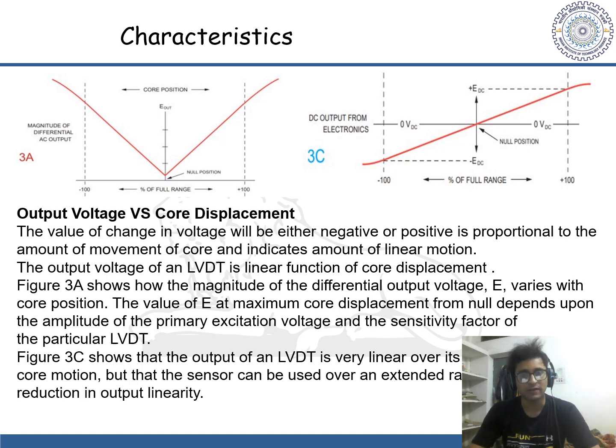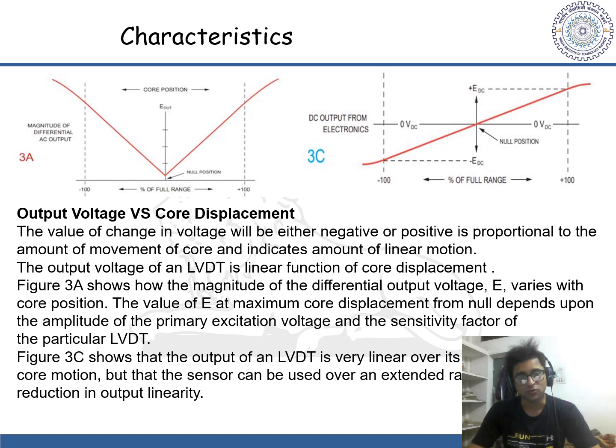The characteristic curves of LVDTs are as shown in the figures: output voltage versus core displacement. The change in the voltage, either negative or positive, is proportional to the amount of movement of the core and indicates the amount of linear motion. The output voltage of an LVDT is a linear function of core displacement.